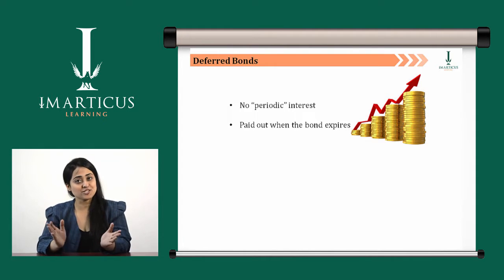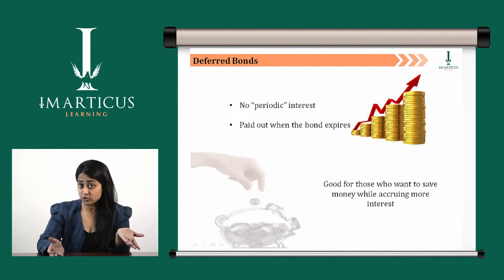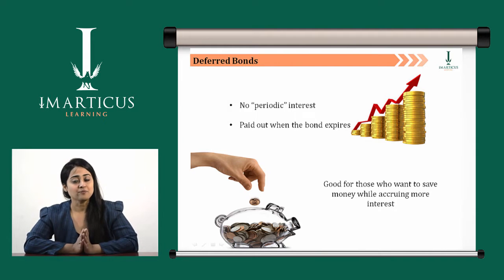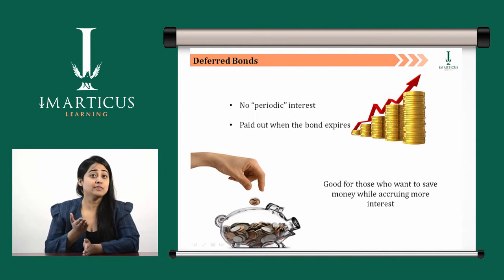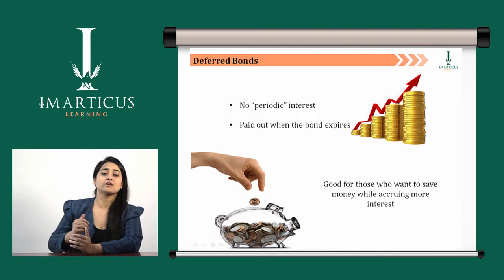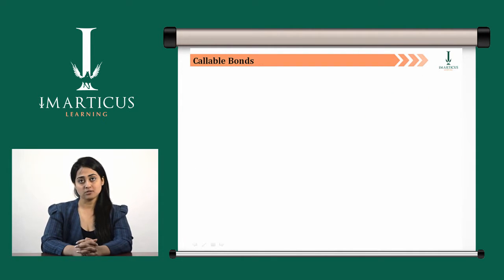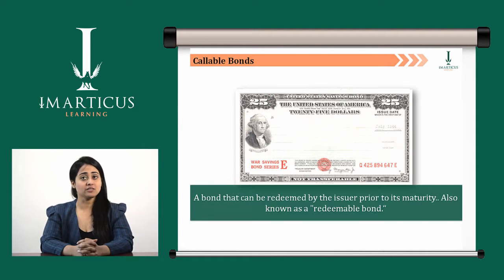A deferred interest bond can be a good choice for those looking to save money while accruing more interest than they might receive in a bank savings account or money market fund. Coming to callable bonds. A callable bond is a bond that can be redeemed by the issuer prior to its maturity. Usually, a premium is paid to the bond owner when the bond is called. These are also known as redeemable bonds.